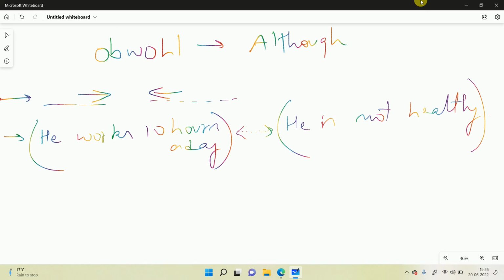So in English also, Ishita, can you give it a try in English, how it will be connected with although? He works 10 hours a day, although he is not healthy. Yes. Actually, it can be: he is not healthy, although he works 10 hours a day. It can also be like that. Yes, perfectly. So it could be on both sides, it can be okay. So the same thing works with obwohl also.